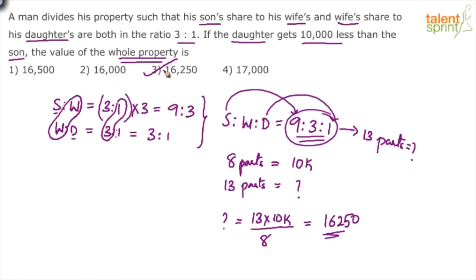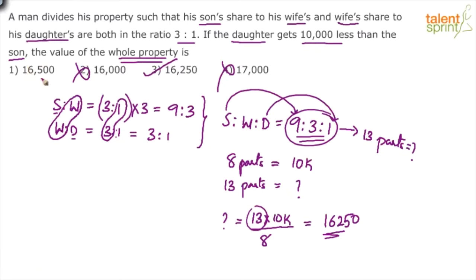Okay. You can in fact eliminate the options very easily. See, you know that the answer, whatever the answer be, has to be a multiple of 13. If you don't want to do the complete calculation, just go by elimination. 17,000 is not a multiple of 13. 16,000 is also not a multiple of 13.